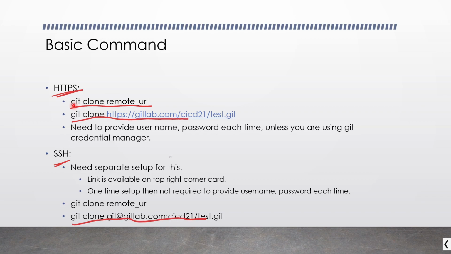The difference is in HTTPS you need to provide username and password each time. If you are using git pull, git push, git fetch, in all those operations you need to provide username and password again and again, unless you are using the git credential manager. In case of SSH, you need to do a one-time setup, and once you have set up the SSH, it won't require you to provide username and password each time. Now how to set up this SSH on Windows and Linux? The links are available in the top right corner.